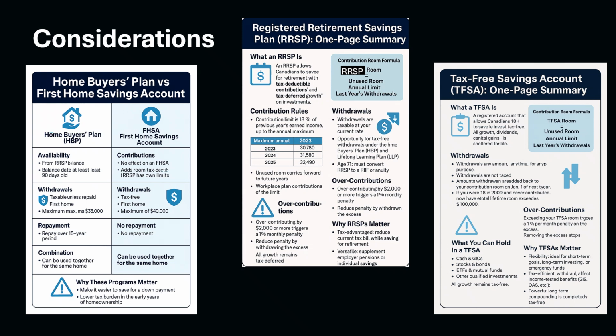So, to recap, the HBP helps you access your RRSP for a home purchase. The FHSA gives you tax deductions going in and tax-free withdrawals coming out. The RRSP reduces your taxable income today and supports long-term retirement planning. And the TFSA gives you complete tax-free growth and flexibility for almost any financial goal. Understanding how these programs work and how they fit together is the foundation of a strong financial plan. When you use them strategically, you can save more, pay less tax, and reach your goals faster.